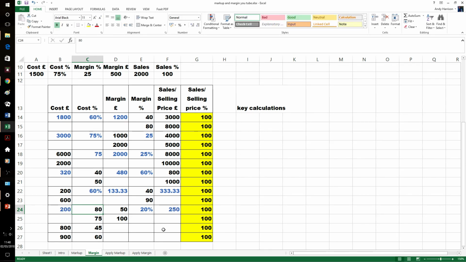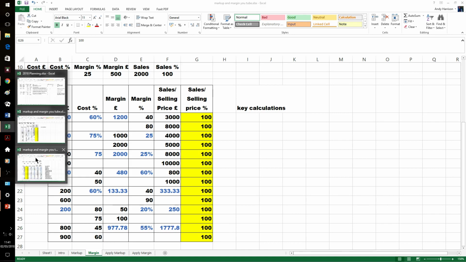One last pair then. So 800, we've got the cost and we've got it as a percentage. So we know the margin has got to be 55%. So if we take the 800 divided by 45 times 55, we'll get our margin. And if we take the 800 divided by 45 times 100, we'll get our 100% figure. Double check, that plus that equals that.